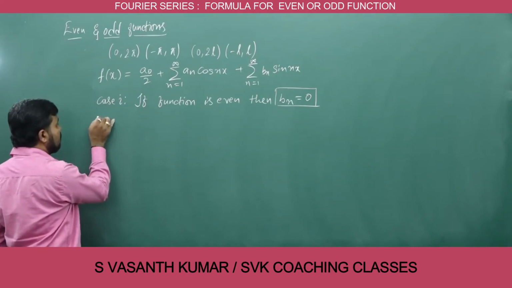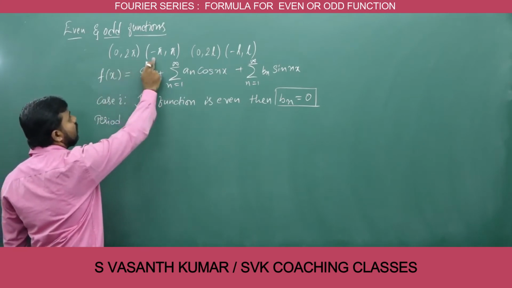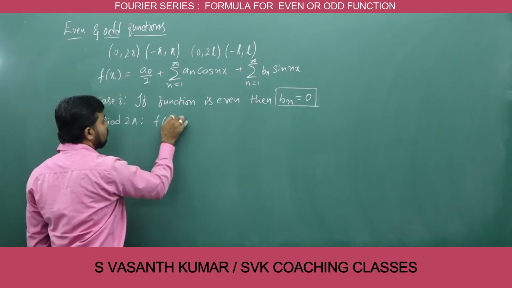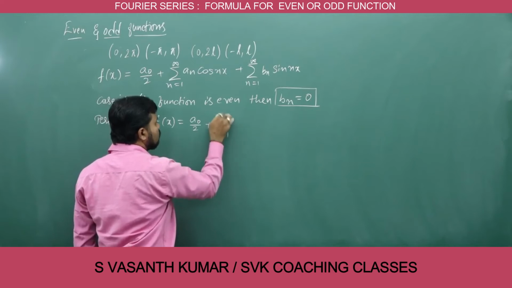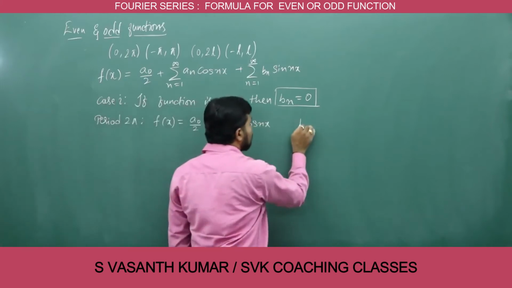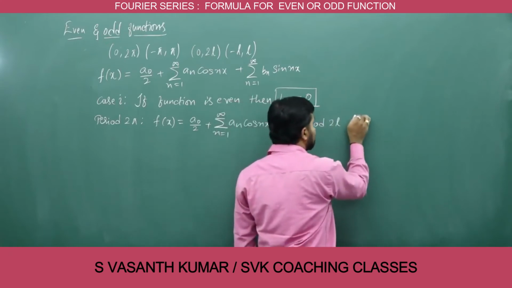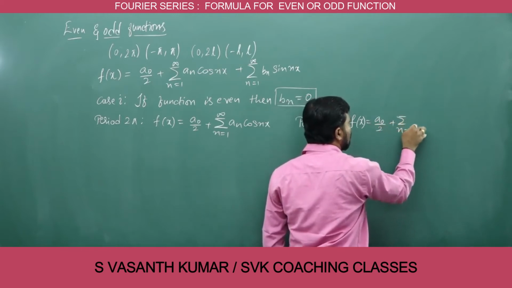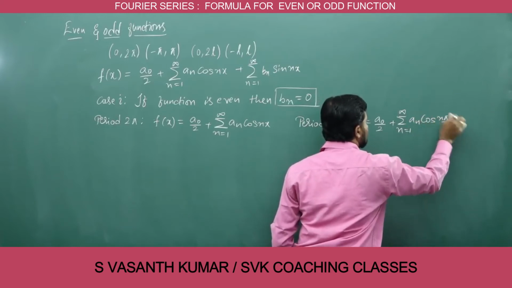So, for period 2 pi, whether it is 0 to 2 pi or minus pi to pi, we write f of x equal to a naught by 2 plus summation n equal to 1 to infinity a n cos n x. That is all. Similarly, for period 2l, f of x is denoted as a naught by 2 plus summation n equal to 1 to infinity a n cos n pi x by l.